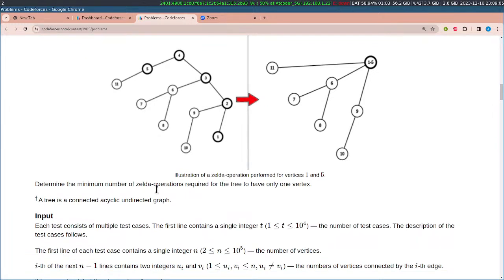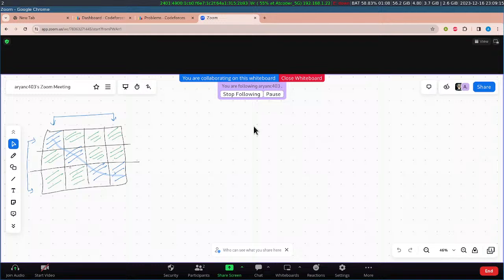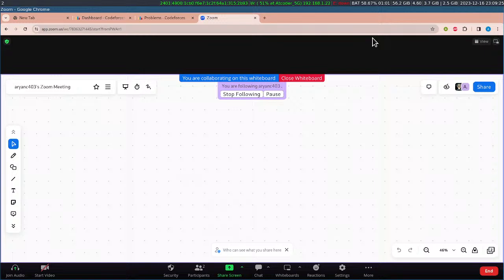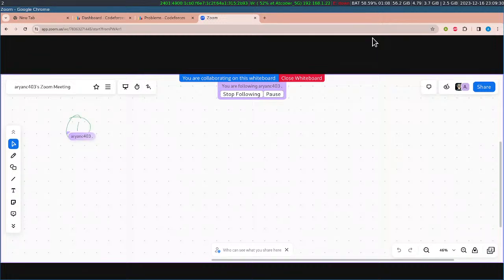We are asked to find the minimum number of operations we should perform so that the tree remains with only one vertex. So let's first look at some easy cases. Let's start with the tree having only one node. Then how many operations do we need? If we have only one node, then we don't need any operations to make a tree with one node. So if there is only one node, the answer is 0.